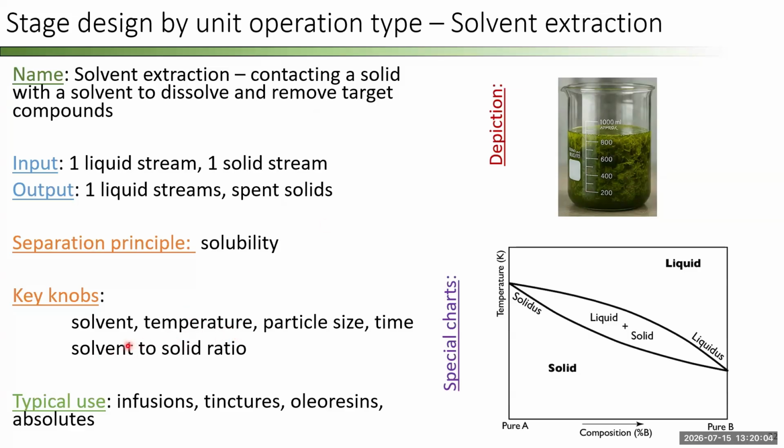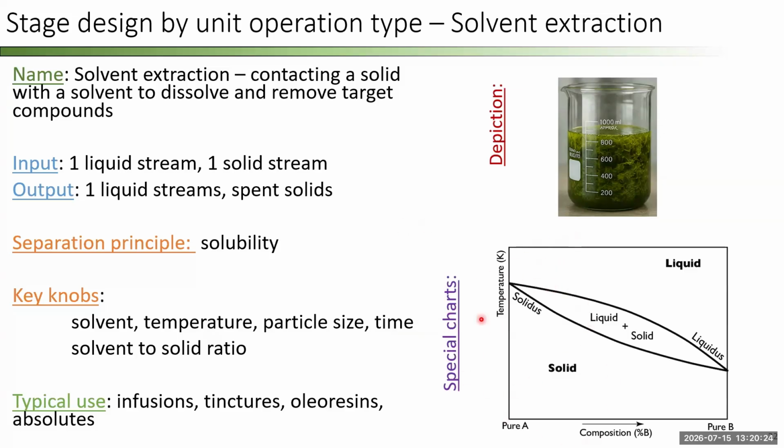The key knobs that we turn are going to be our solvent. What solvent are we using? What temperature are we using? What are the particle sizes? How long I leave the solvent in contact with the plant matter, and then the solvent to solid ratio.